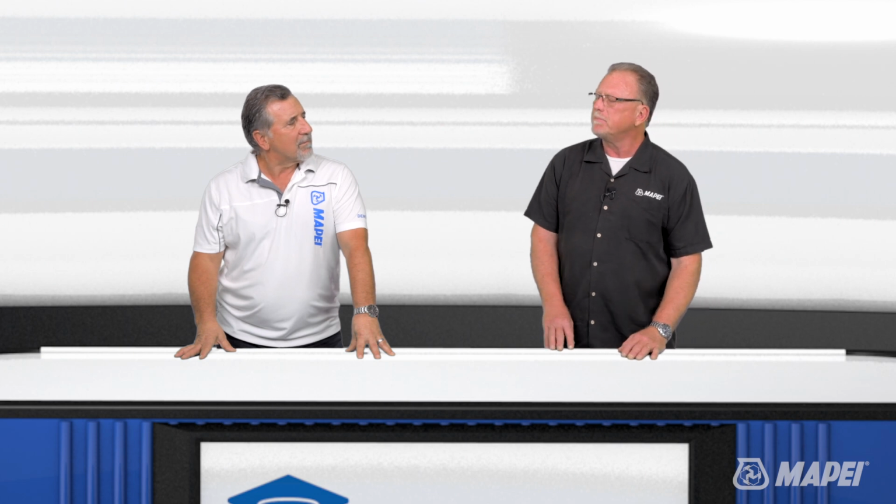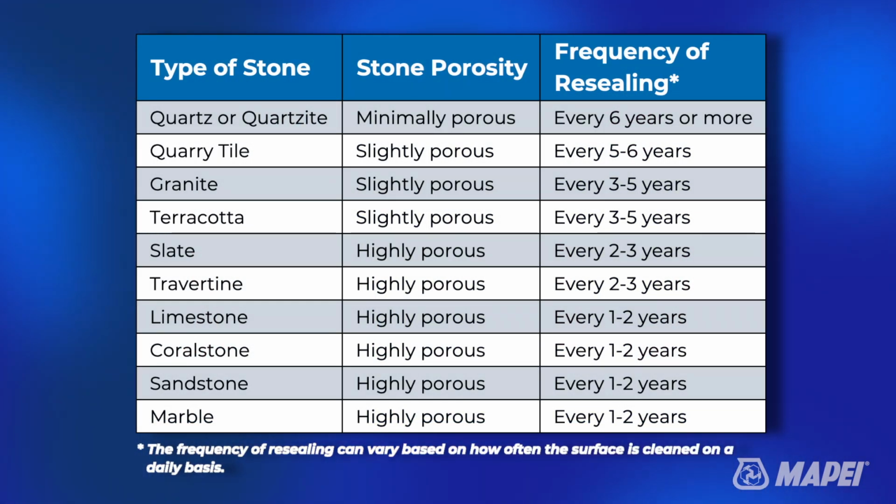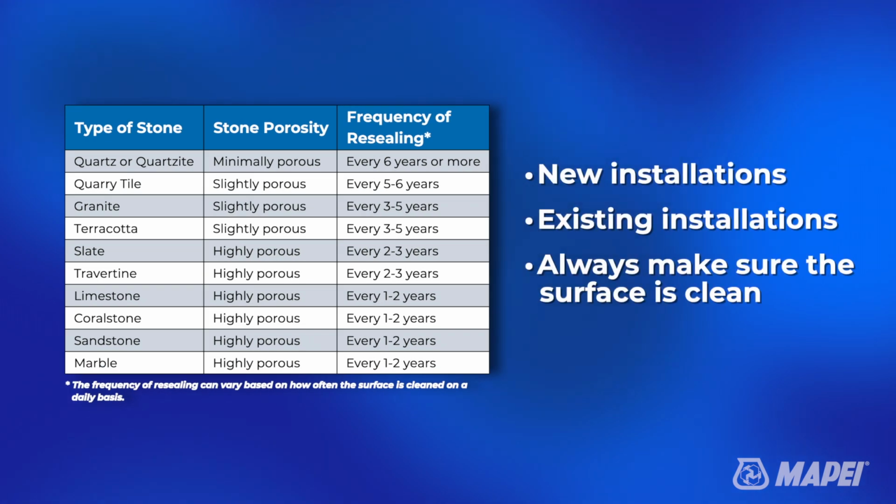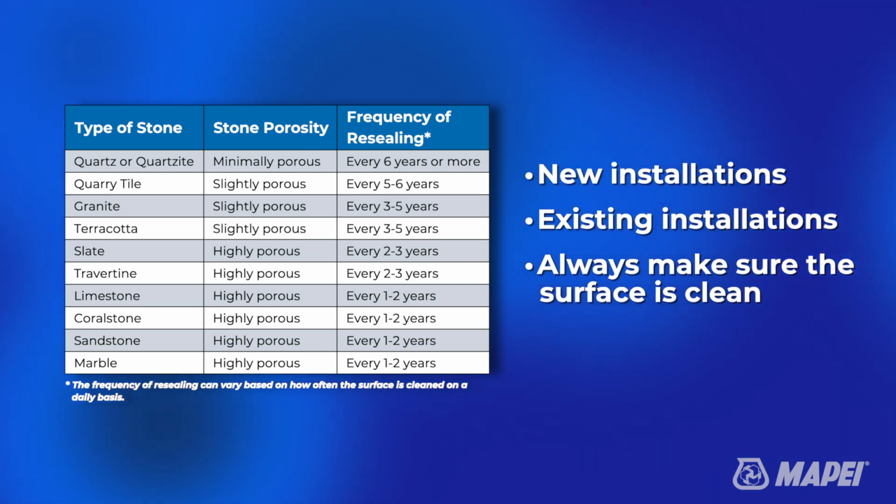Great question, Sam. Natural stone can vary in its levels of porosity. It can be highly porous, it can be slightly porous, it can be minimally porous, which is a dense stone. New installations should be sealed before and after grouting. And for existing installations, it's important to run a porosity test by sprinkling water onto a small area, including the grout, to see if the water absorbs, and if it absorbs easily, the surface can accept a sealer. Always make sure the surface is clean and dry before applying any sealer.